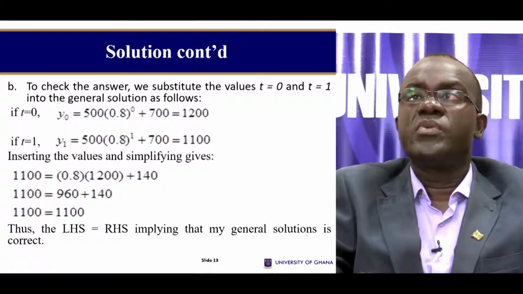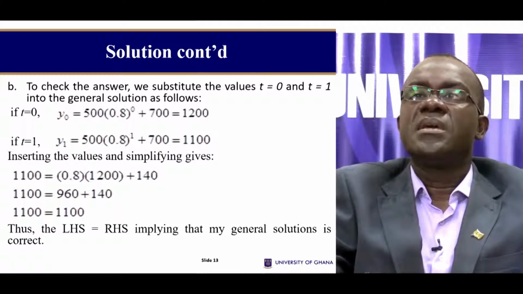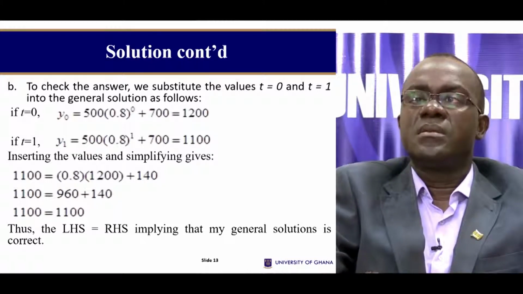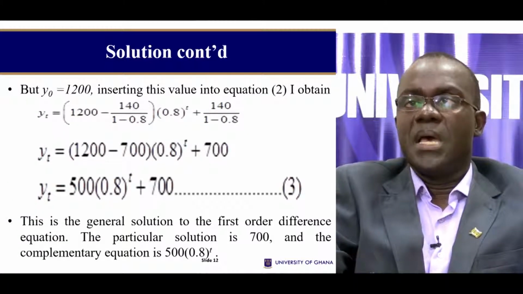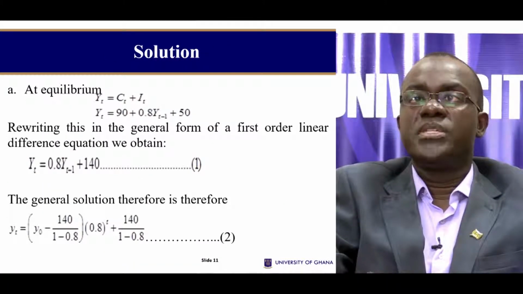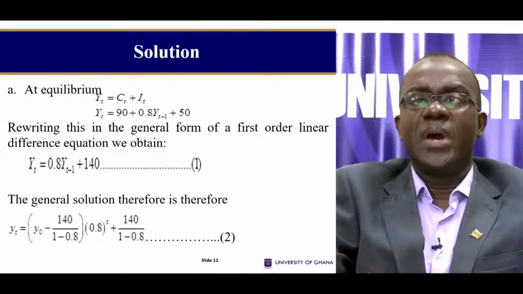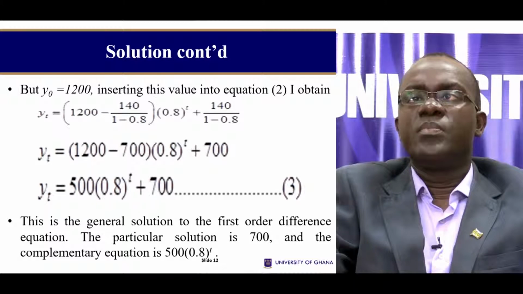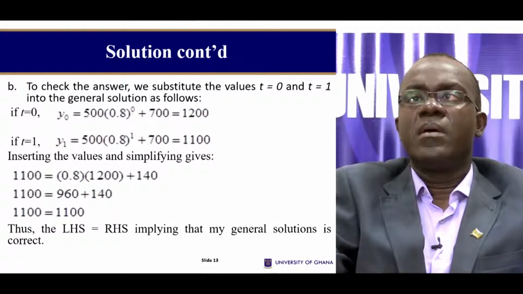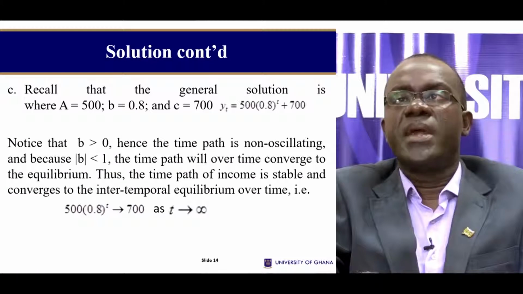When t is equal to 0, we get this. When t equals 1, we get this. So we take our initial equation, I mean this equation, right? So this is y1, this is y0, and when we put them in here, this is y1, we get this one, and this is y0, and we see that they are equal. It means our solution is correct.